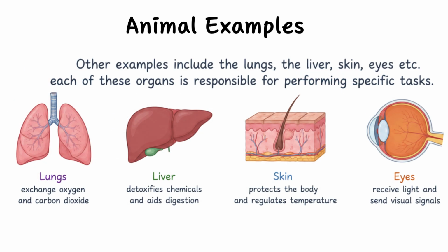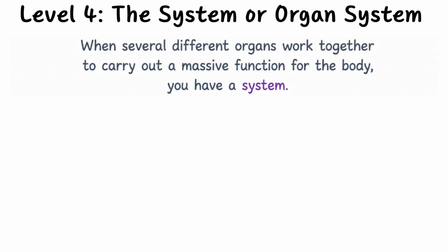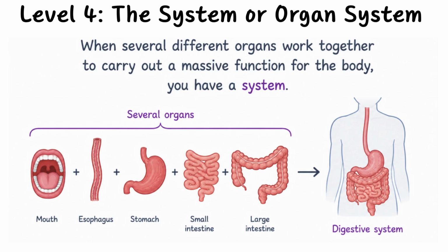Other examples of organs include the lungs, the liver, the skin, the eyes, etc. Each of these organs is responsible for performing specific tasks in the body. And then finally, we have the system, or the organ system. When several different organs work together to carry out a massive function for the body, you have a system.